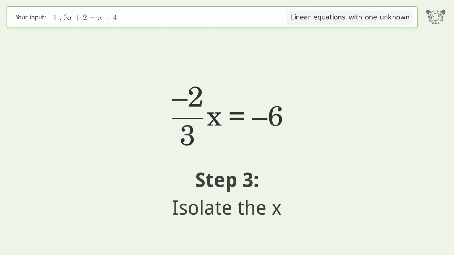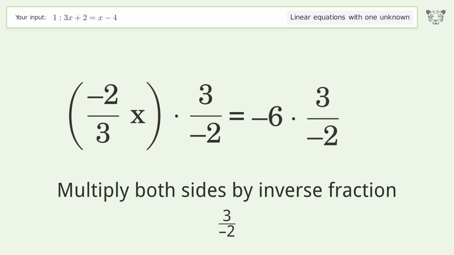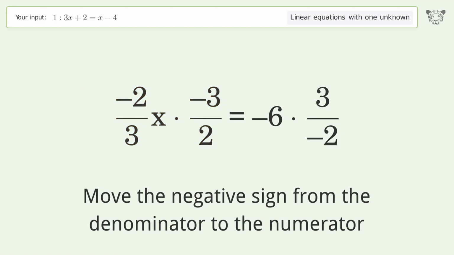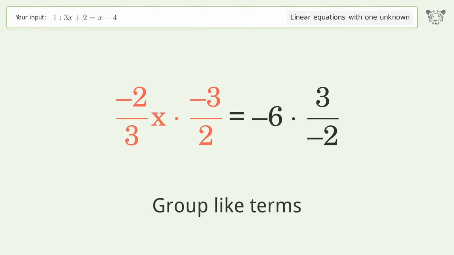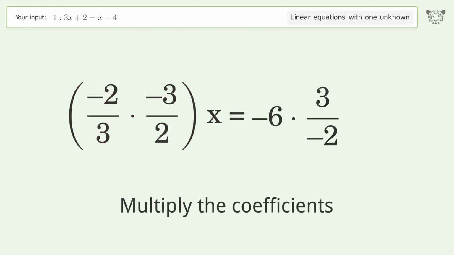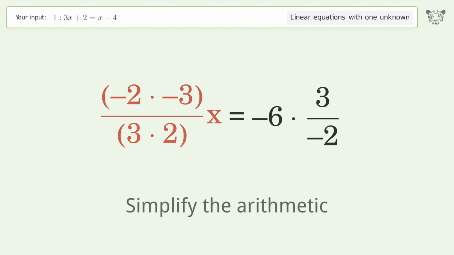Isolate the x. Multiply both sides by inverse fraction 3 over negative 2. Move the negative sign from the denominator to the numerator. Group like terms. Multiply the coefficients. Simplify the arithmetic.